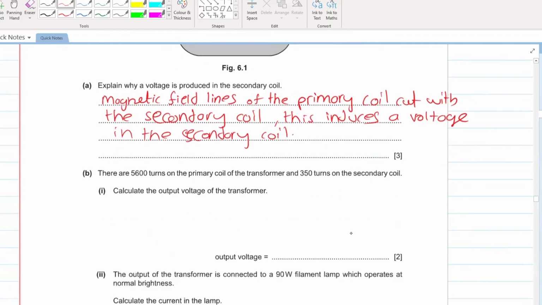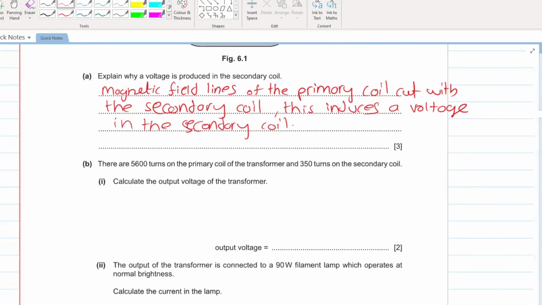There are 5,600 turns on the primary coil of the transformer and 350 turns on the secondary coil. Calculate the output voltage. We have to calculate Vs. Which formula will we apply? Np over Ns is equal to Vp over Vs.